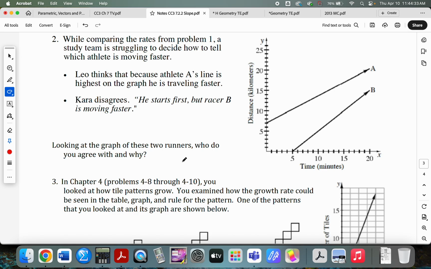With who? Yeah. Kara, however it is that she pronounces her name. Because that line has the greater slope, which represents the distance in kilometers per minute.